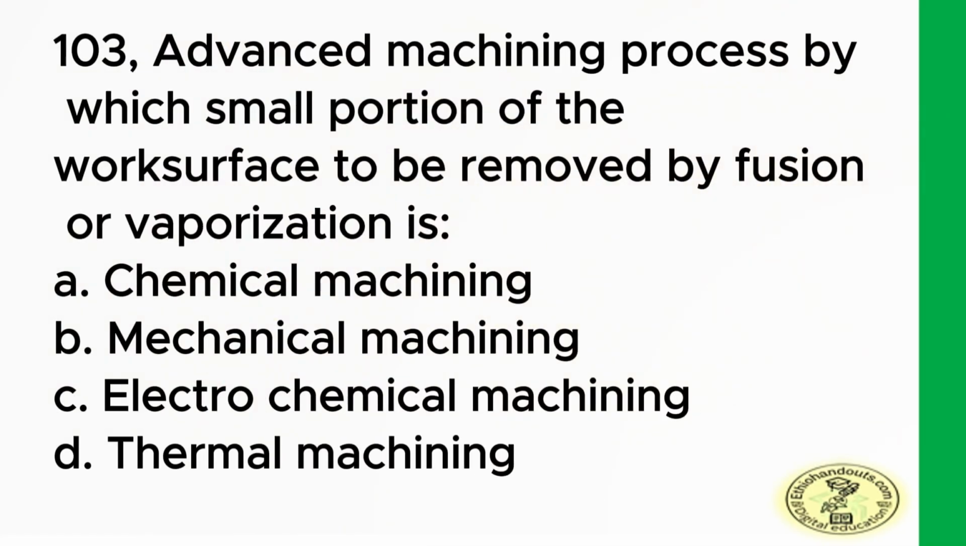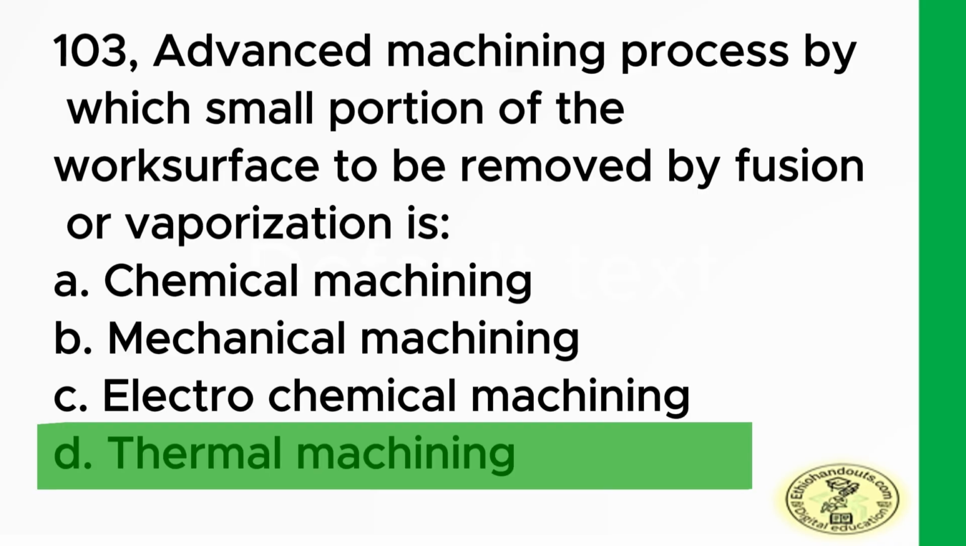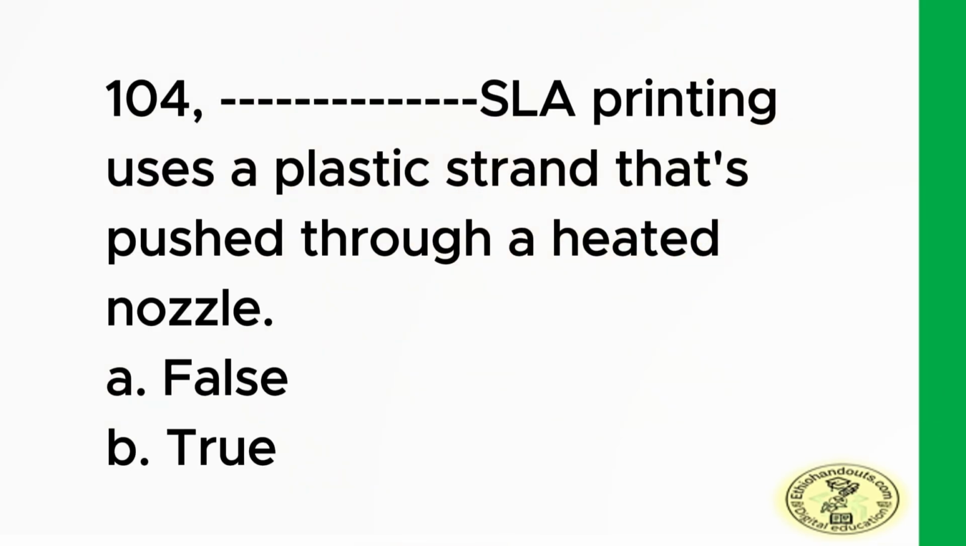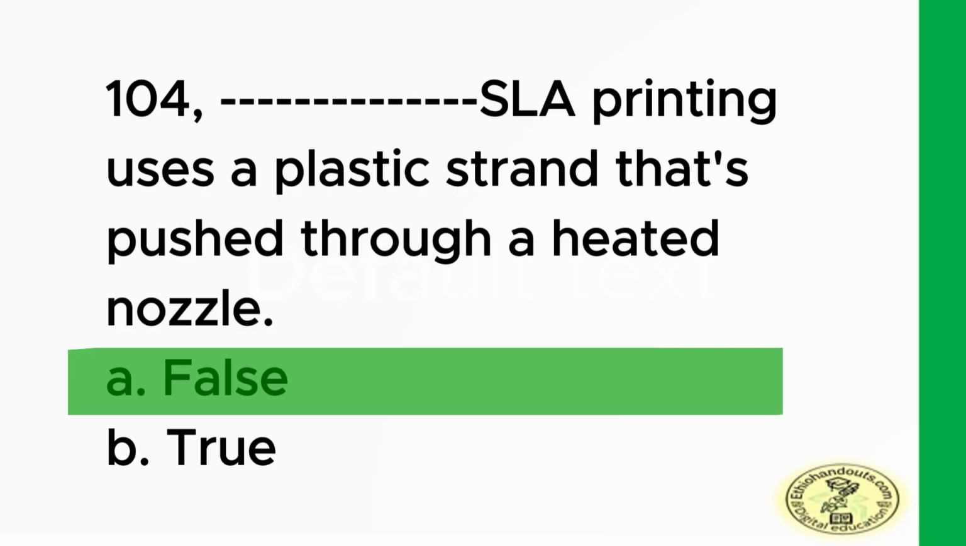103. Advanced machining process by which a small portion of the work surface is removed by fusion or vaporization is A. Chemical machining, B. Mechanical machining, C. Electrochemical machining, D. Thermal machining. The correct answer is D. Thermal machining. 104. SLA printing uses a plastic strand that's pushed through a heated nozzle. A. False, B. True. The correct answer is A.